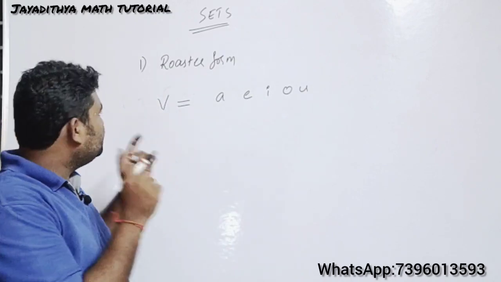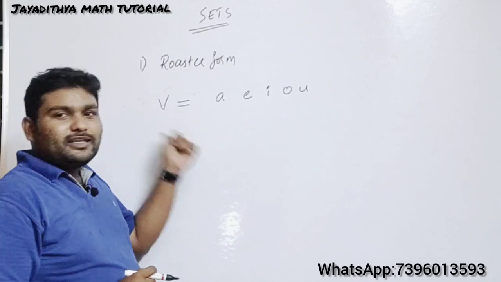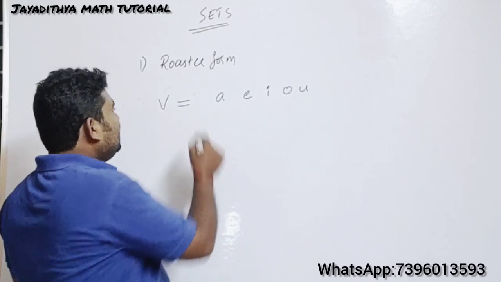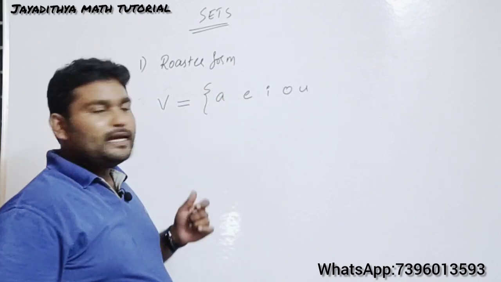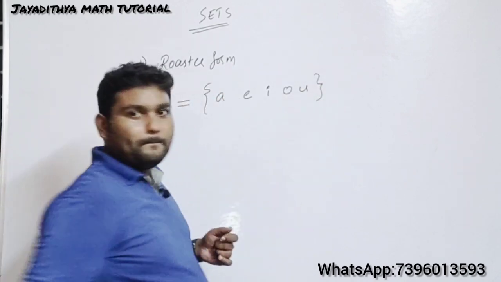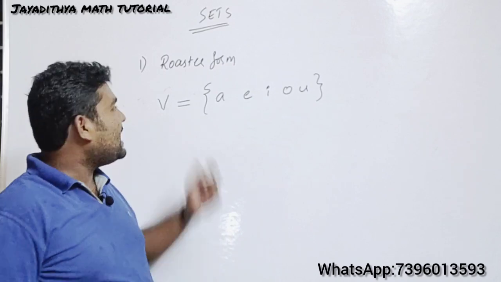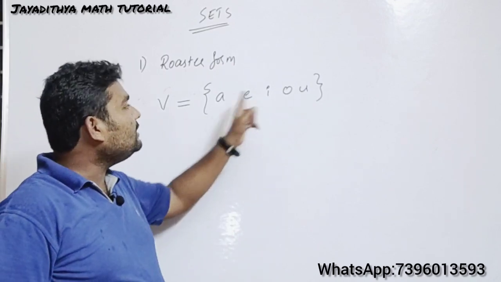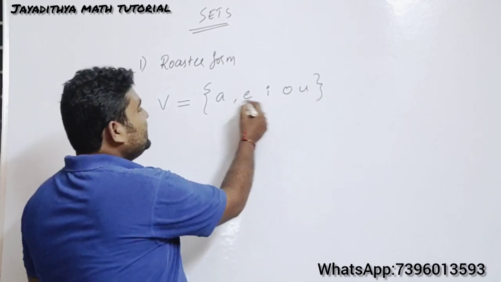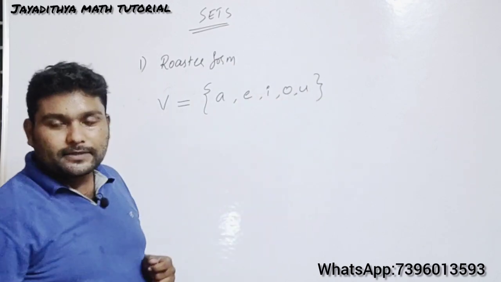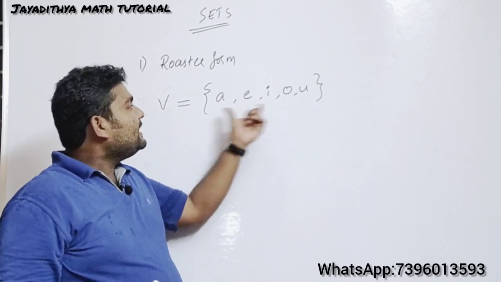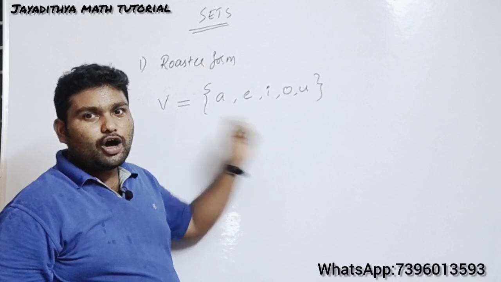You should know one thing here. Whenever you are writing a set in roster form or set builder form, the elements or the conditions must be placed within braces or curly brackets. And whenever you are representing a set in roster form, all the elements of the set must be separated by commas. And you should also know one more thing: here the order is not much important.